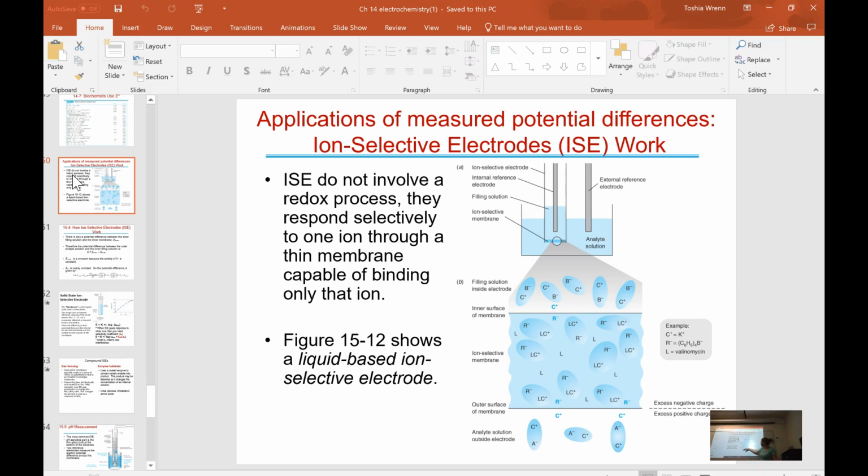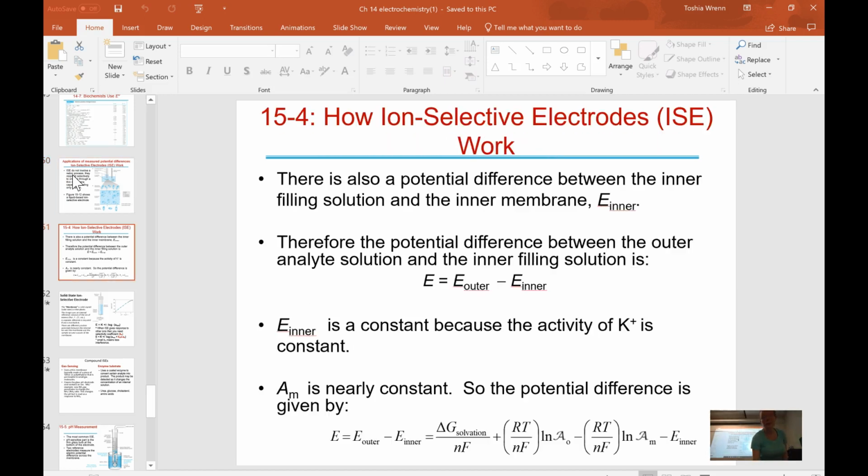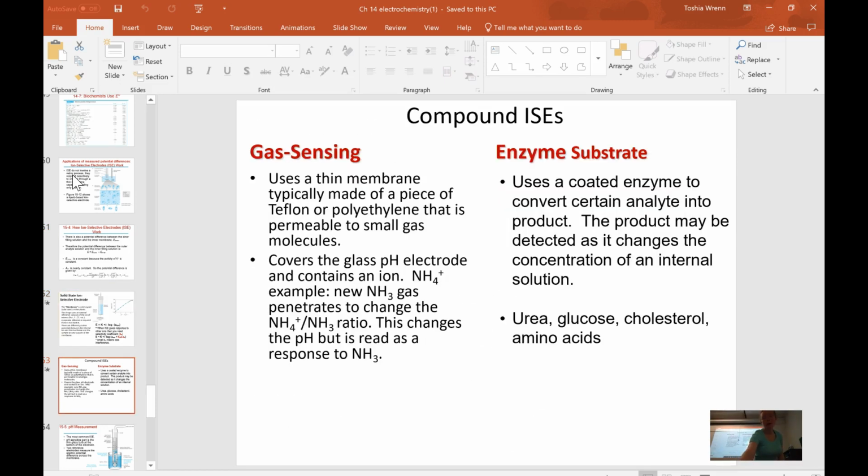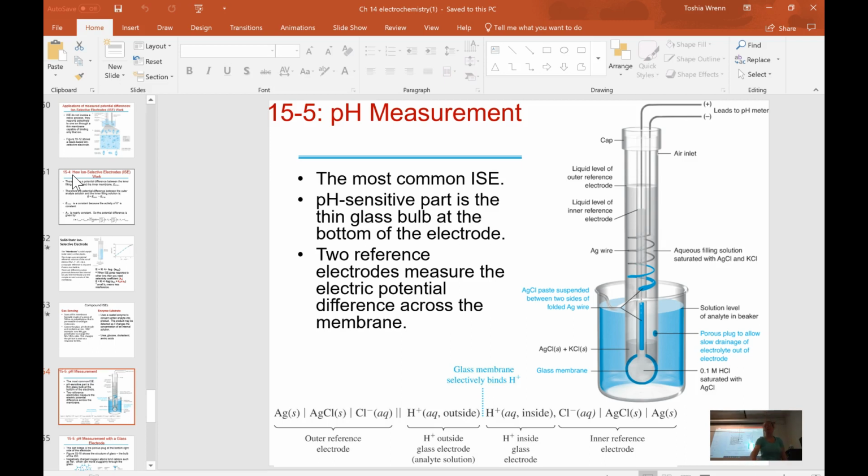You get a layer of anions built up on that outer membrane surface, creating a charge discrepancy. That charge discrepancy pulls ions from the inner electrode solution towards the inner membrane. We now have a charge discrepancy on two sides of a membrane, which means we have a potential difference. And that's what we're measuring when we're measuring these ion selective electrodes. We measure the difference between that outer electrical potential and that inner electrical potential. And there's solid state ones, there's gas sensing ones, there's enzyme sensing ones. The most important one is the pH sensing electrode.